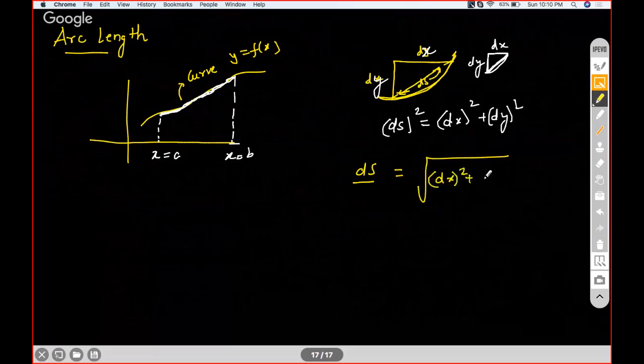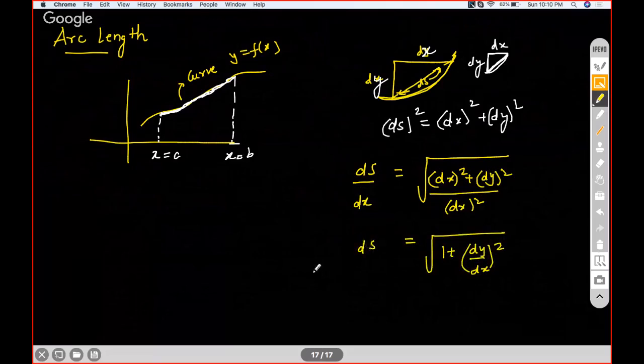If you divide by dx, that means inside you have to divide by dx square. So that will make it 1 plus dy by dx, the whole square. If you bring a dx over here, you can find s by integrating this. So your s will be the integration of this from a to b. Of course, y will be given, so you will be able to find the dy by dx whole square expression. You just have to take the under root and integrate with respect to x.